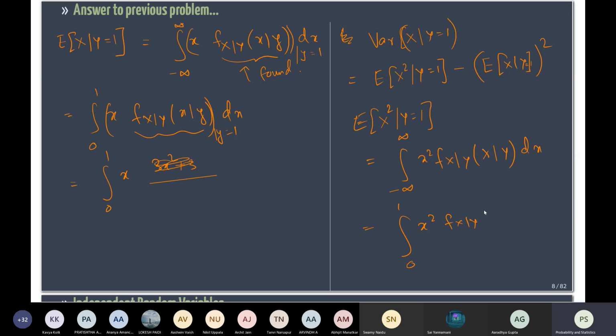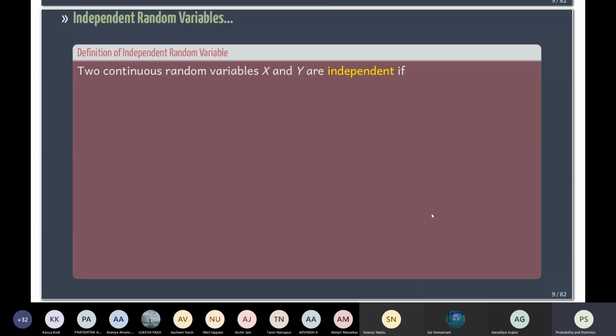x given y, and then dx. So you can integrate this, and once you have this, then you have this from here. So you can do the further calculation here.